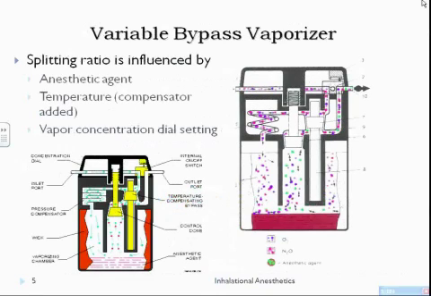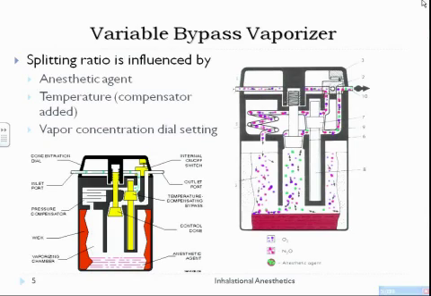Now, this is a more modern-looking, simplified version. This one I'm trying to show you exactly what the variable bypass vaporizers can do. They're very much agent specific, so they're designed for the individual agent that you're using. If you're using desflurane and you put it in this kind of chamber, you'll kill the patient. You cannot use desflurane in these vaporizers. The person will not survive the event.